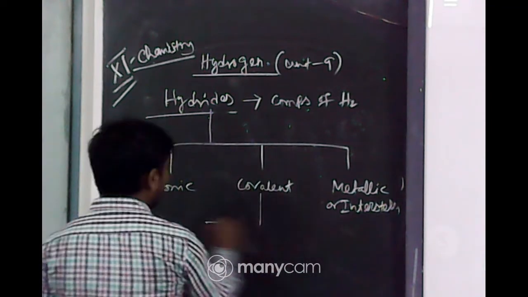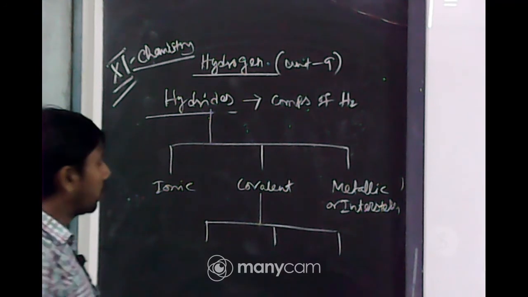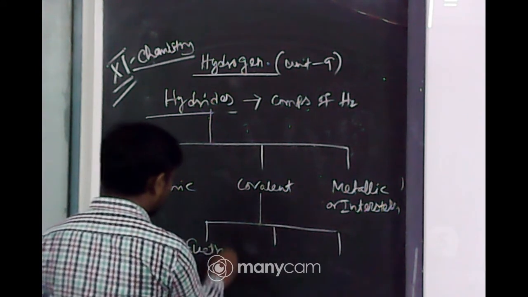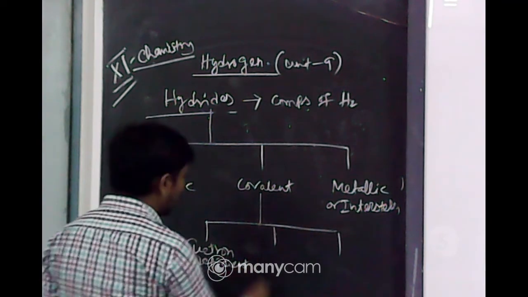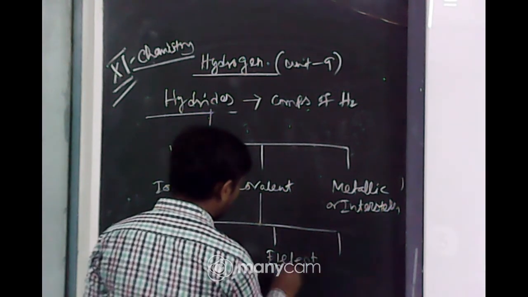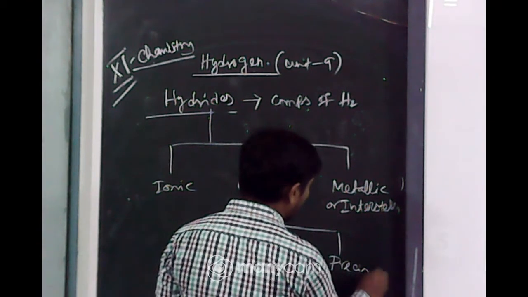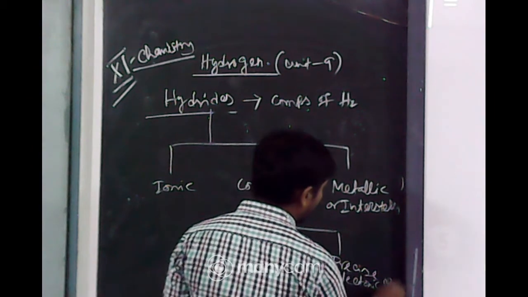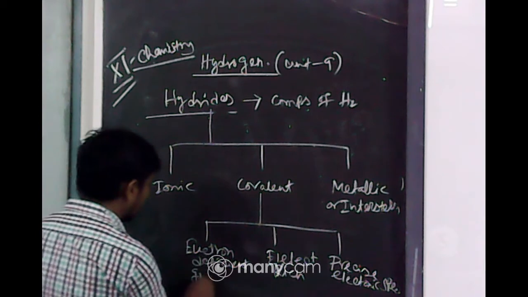Now, the covalent hydride is further subdivided into three parts. One is electron deficient, electron rich and electron precise, that is precise electronic species. So, first of all, electron deficient, that is group 13.